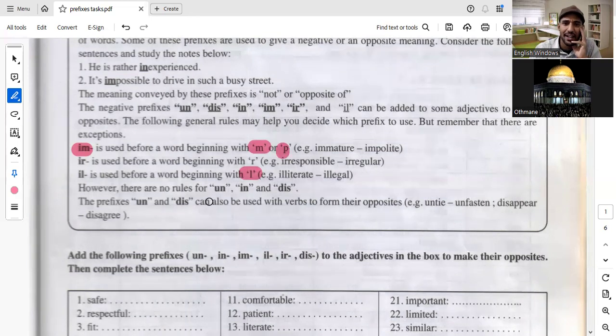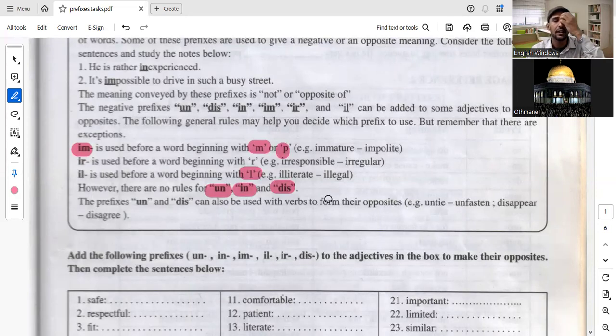ولكن ليس هنالك قواعد. For words where we add UN, there are no rules, we just have to learn them. IN, DIS, these are prefixes too. Mostly again there are many cases where we add DIS to words that begin with S, like similar, متشابه, dissimilar.